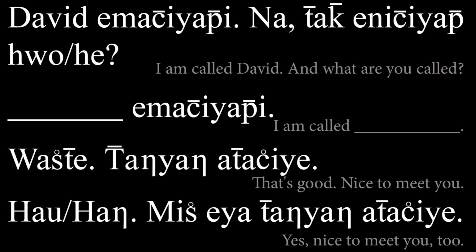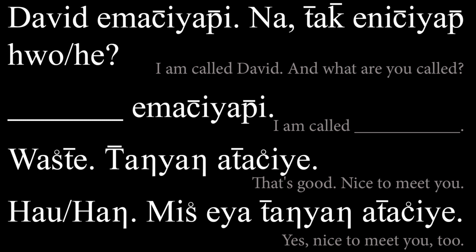Washte, dayan atachie. Very good. One more time. Washte, dayan atachie. All right. Very, very good. Now let's go through the whole thing. I'm going to say the lines 1 and 3, and you answer me with lines 2 and 4.